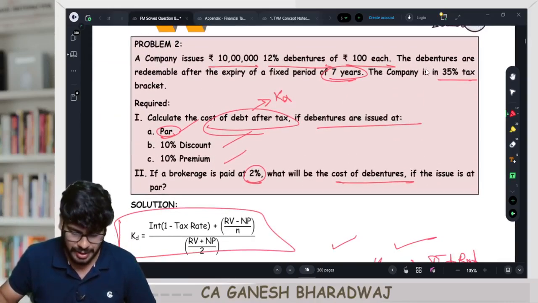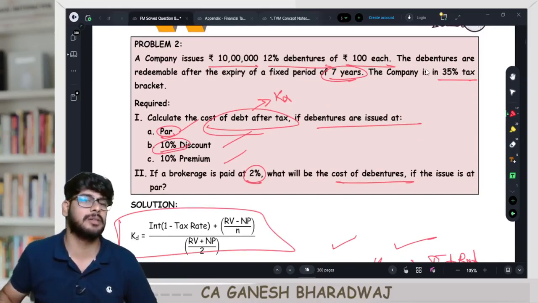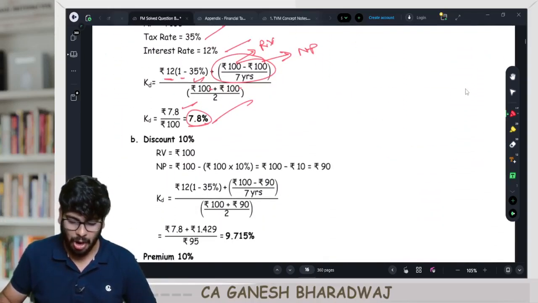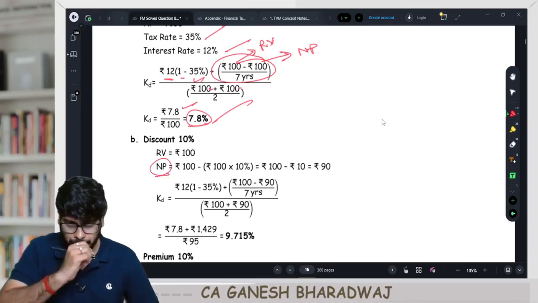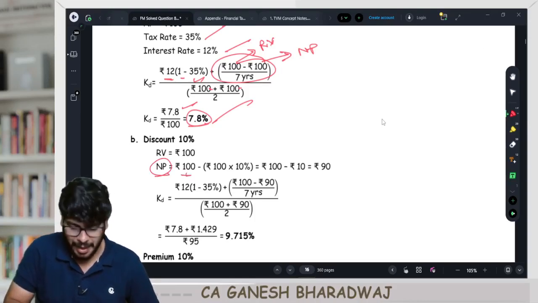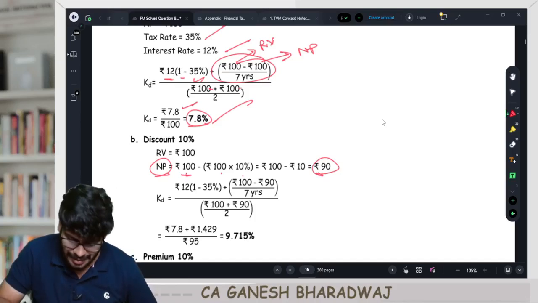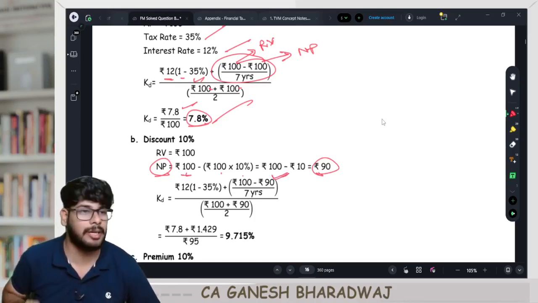Now, suppose in the same question, they are issuing it at 10% discount. What happens? Very simple. All the calculations are the same. The only difference is what? Net proceeds will be 100 minus 10% on 100. That is going to be 100 minus 10, which is 90. And just substitute that alone in your calculation.